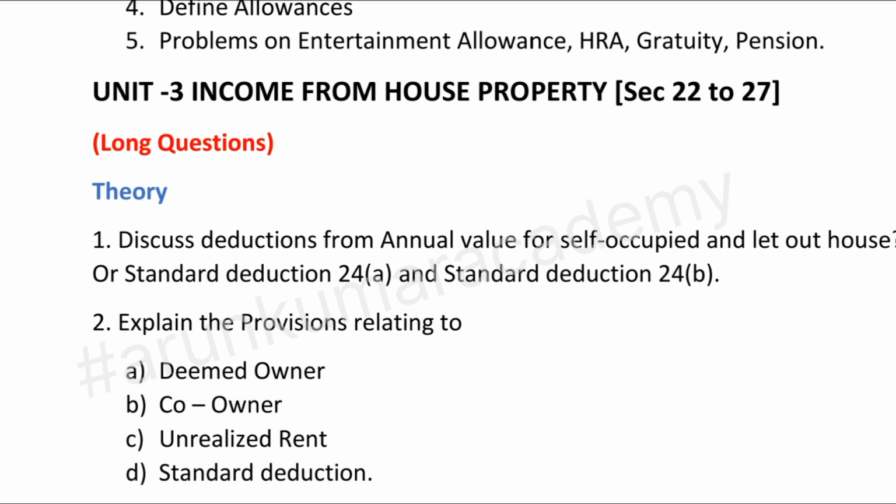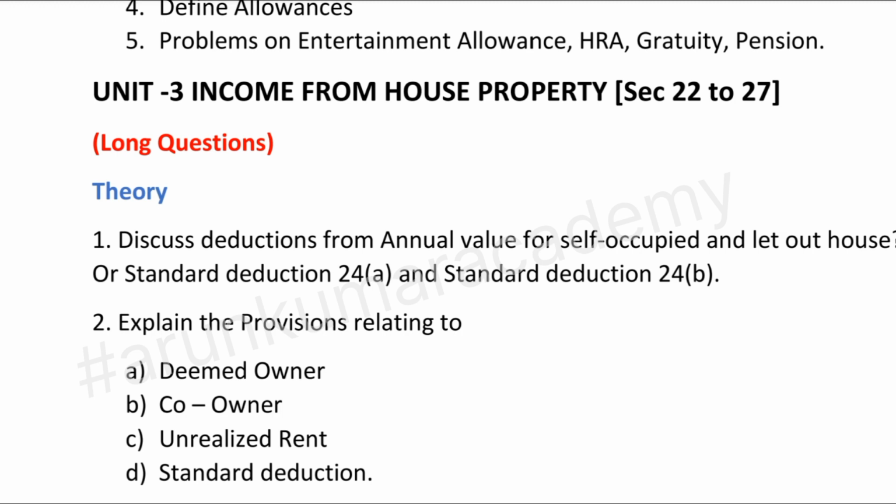Then question number 2, explain the provisions relating to deemed owner, co-owner, unrealized rent, and standard deduction. Some individuals, though not owners in the legal sense, are subjected to tax as deemed owner, like a person transferring property to spouse without consideration, transferring property to minor, karta in HUF, member of housing cooperative society, or long-term leaseholder. A co-owner is a person who signed a joint agreement for purchasing any property and whose name is clearly mentioned in the agreement papers.